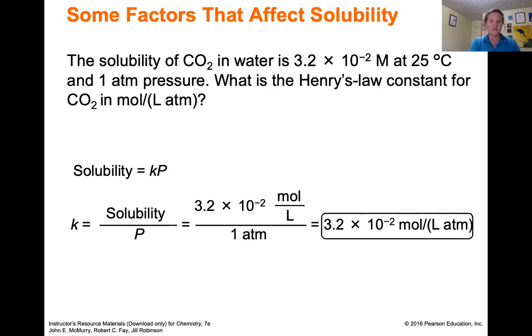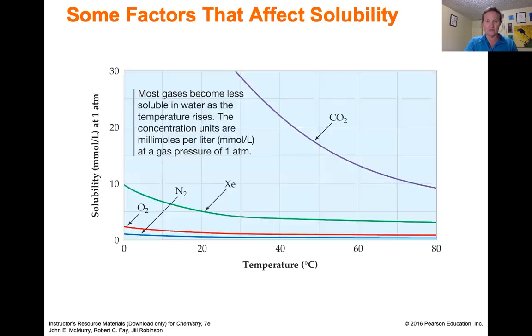So this is just asking you to calculate the Henry's law constant. So solubility equals kP, so k is equal to the solubility over P. The solubility is 3.2 times 10 to the minus 2 molar. The pressure is given in atmospheres. So in these units, k would be 3.2 times 10 to the minus 2 moles per liter times atmosphere. So your Henry's law constant could have any concentration and any pressure unit, as long as you give it, so we know what you're talking about.